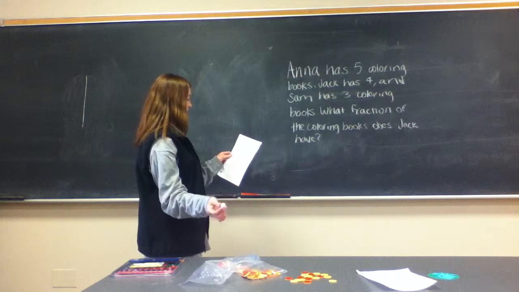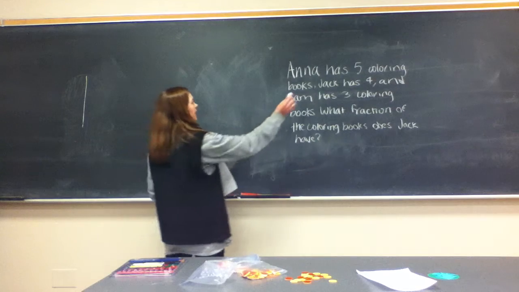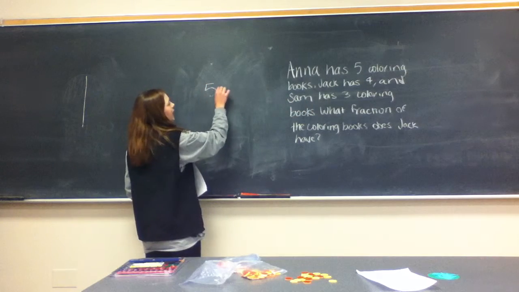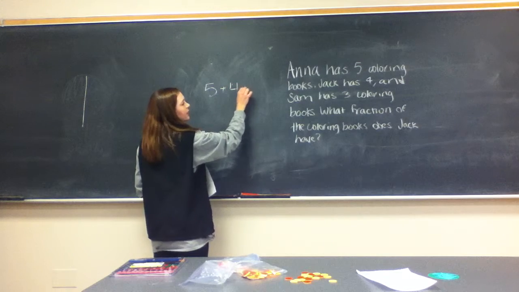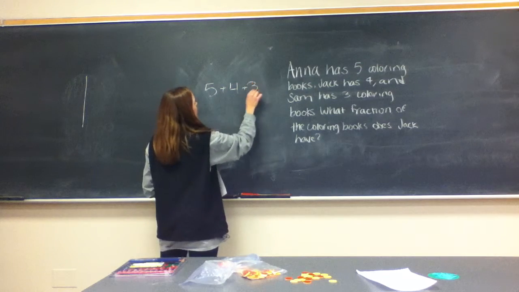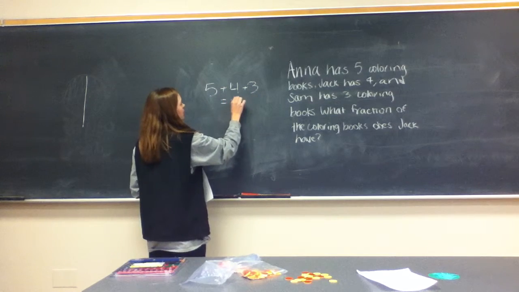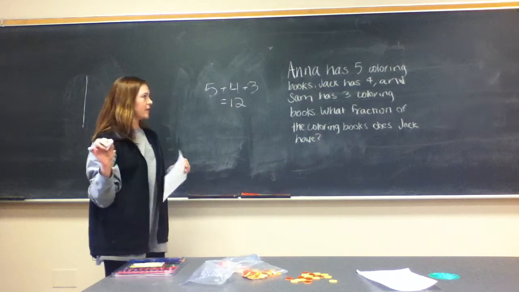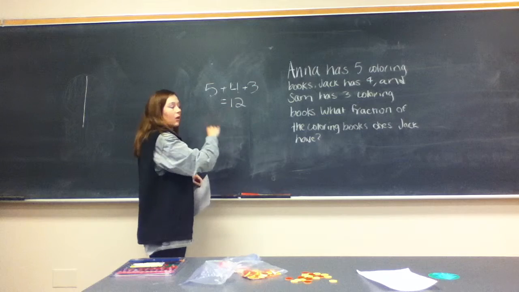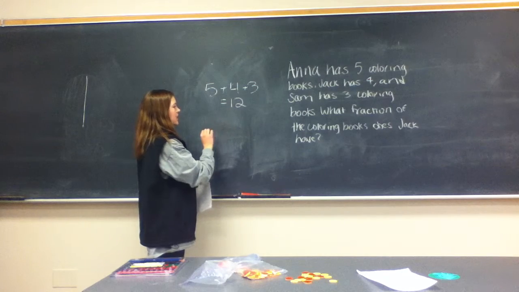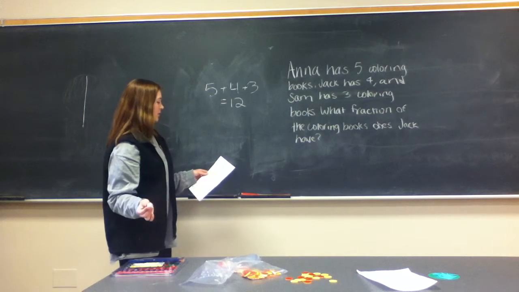So we're going to use counters for this, but first let's find out how many coloring books they have all together. So we're going to add, we said Anna has 5, so we're going to add 5. Jack has 4, so we'll add 4, and then we said that Sam has 3 coloring books. So we know 5 plus 4 is 9, plus 3, for a total of 12 coloring books if they put theirs all together. So in this problem, some students might think this is the whole, but this is actually, we're going to split our sets into it. So our number of sets is going to be our whole, which will be our denominator in our fraction.